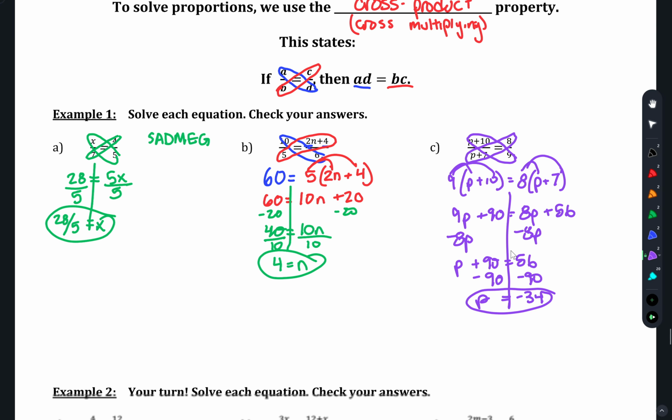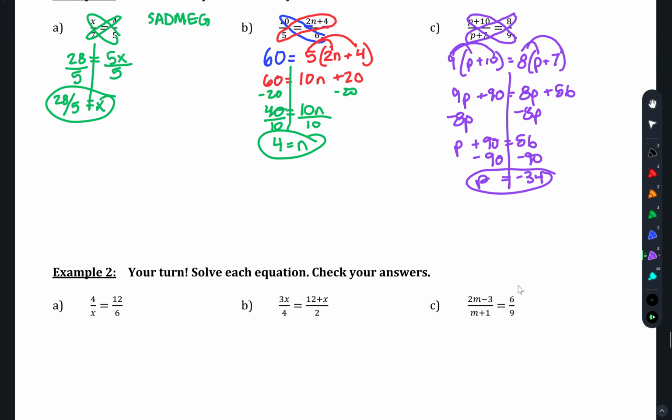Go ahead and try out these next 3 examples.